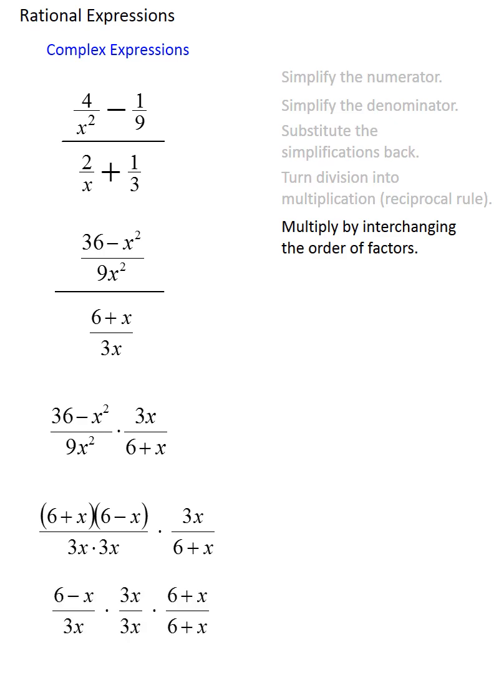And now that I've factored everything, I can rearrange my factors. Notice this is simply a rearrangement of order and doesn't affect the value of the expression. It's mathematically equivalent. But notice, the two fractions on the right, 3x over 3x, and 6 plus x over 6 plus x, both have a value of 1. And of course, 1 times anything being itself leads me to my final answer.